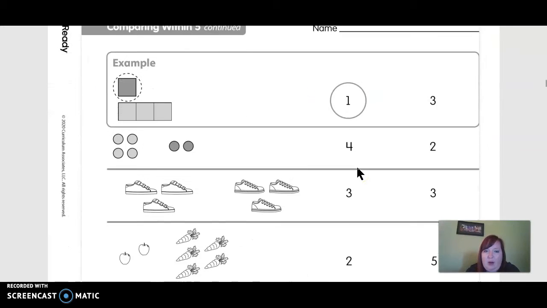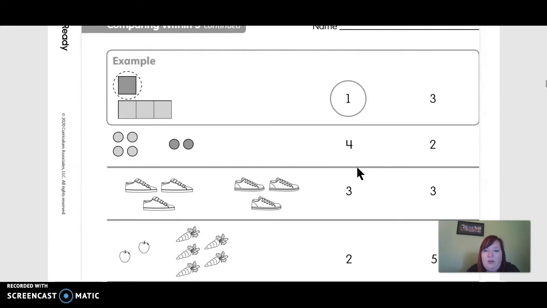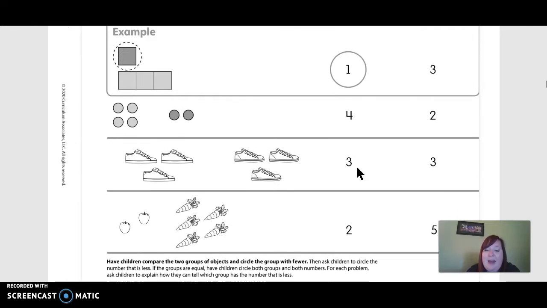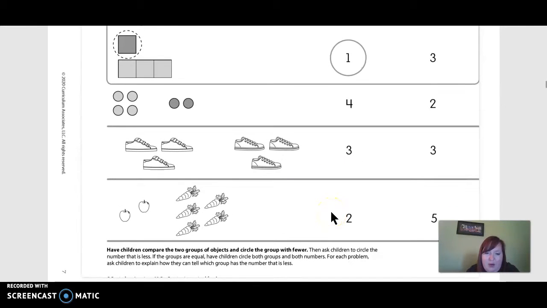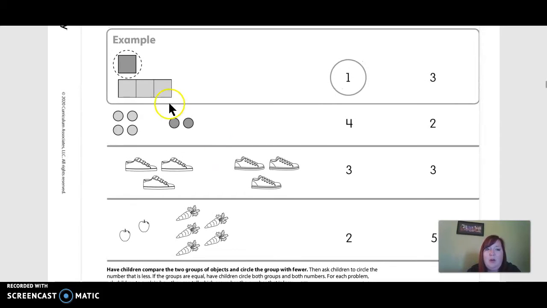Okay, this next one, you're going to do it on your own, but I will do the example problem for you. Now this one is less. This is less for each problem. So that means a smaller amount. So we have 1 cube and 3 cubes. Which one is less? The smaller amount. You're right. The 1. So then you're going to circle the 1. You're going to do the next on your own.